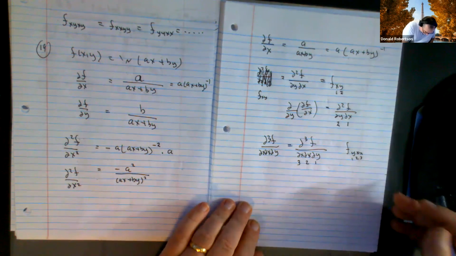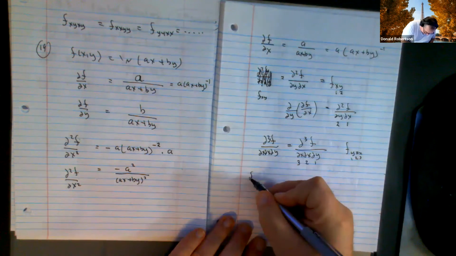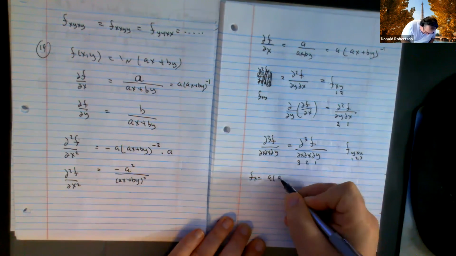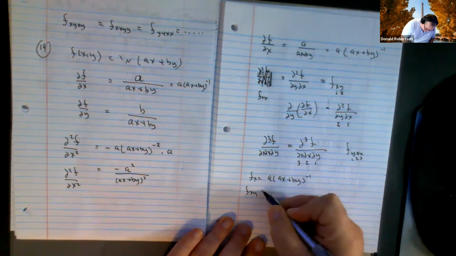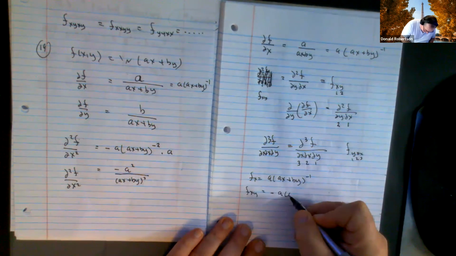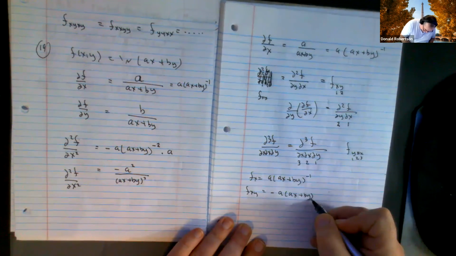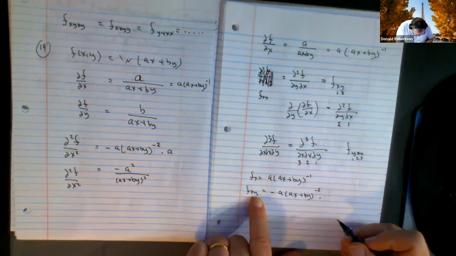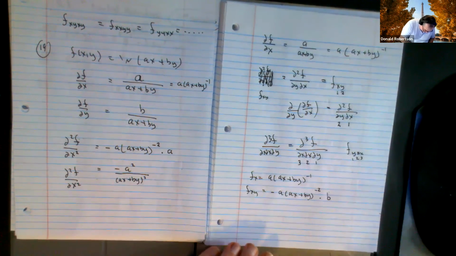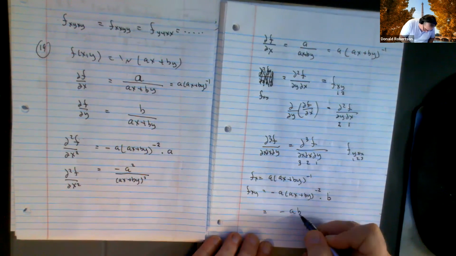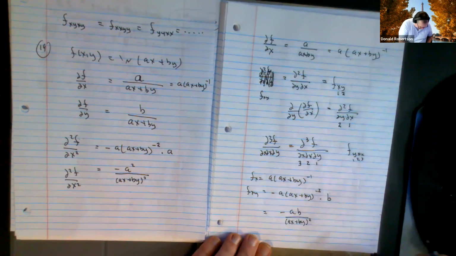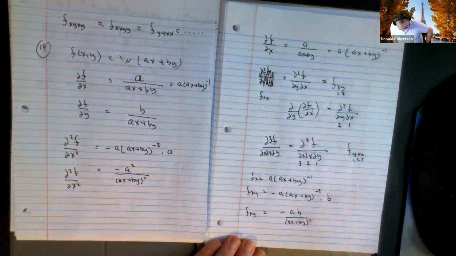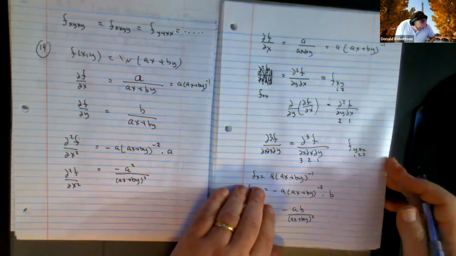So back to my guy, if I wanted to take this one and do that second derivative to it, I would multiply by the power, reduce the power by 1, and then differentiate with respect to y, which would get me that. And so my answer would be negative ab over ax plus by squared. Let me show you a little trick.